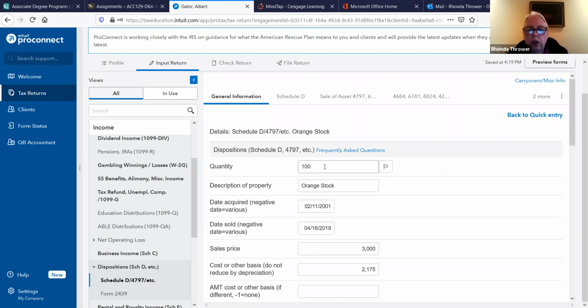The quantity of the stock was 100. It was orange stock. This was the date it was acquired. This was the date it was sold. This was the selling price. This was the cost.